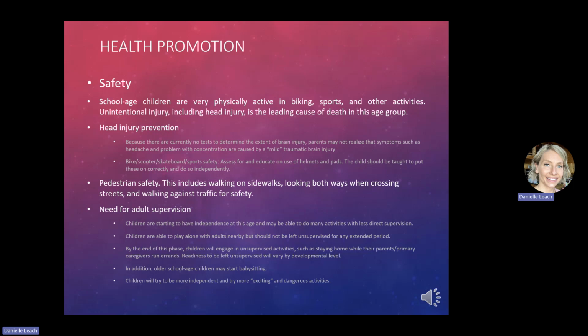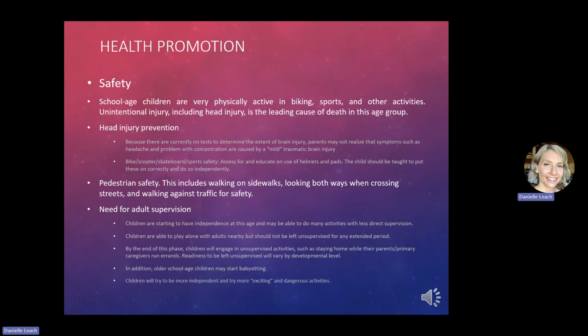So we want to make sure that we are trying to prevent unintentional injuries as best we can, especially head injuries. Again, we want to make sure that they are wearing helmets and other safety equipment, that they are wearing them correctly, and that they are doing whatever sport or activity as correctly as possible. We also want to continue emphasizing pedestrian safety, so things like looking both ways when crossing the street, paying attention to traffic signals and crosswalks, and walking on sidewalks if available.